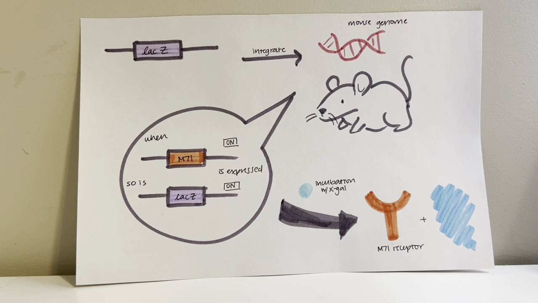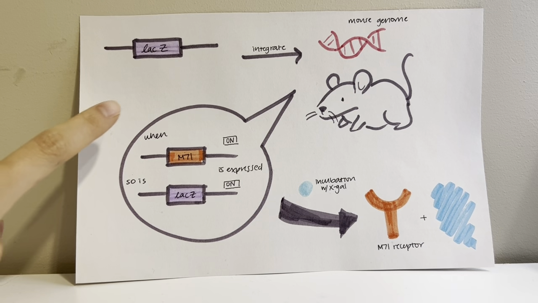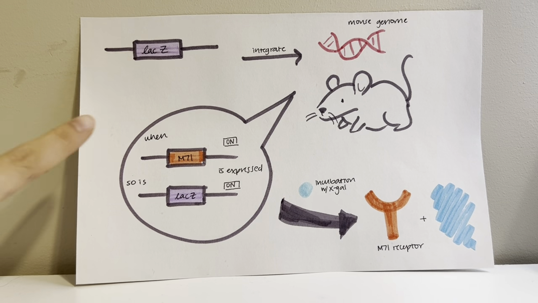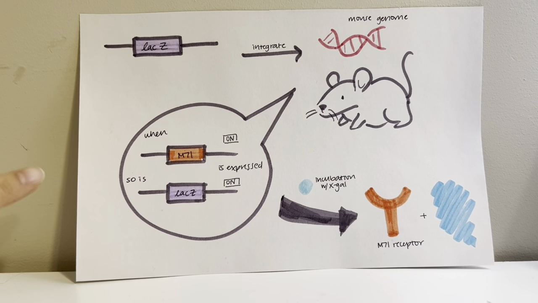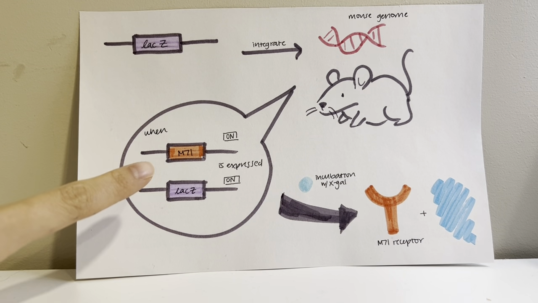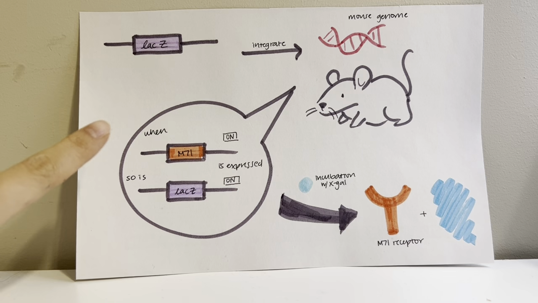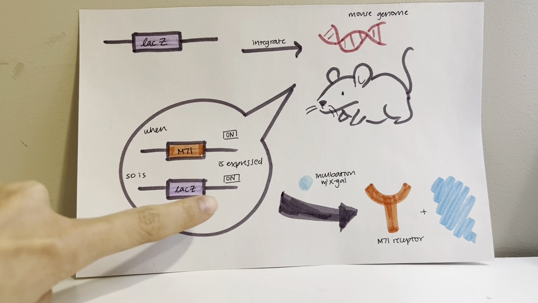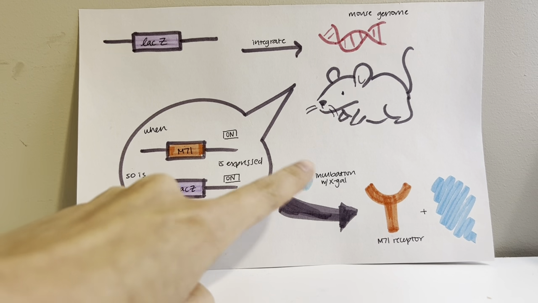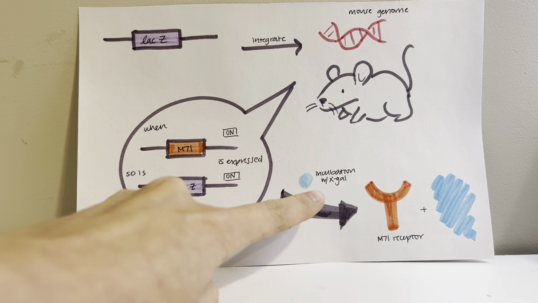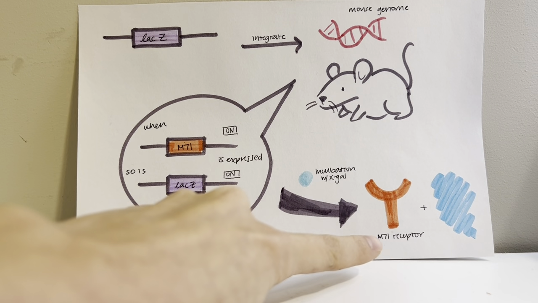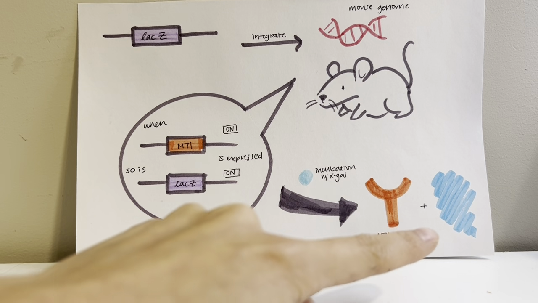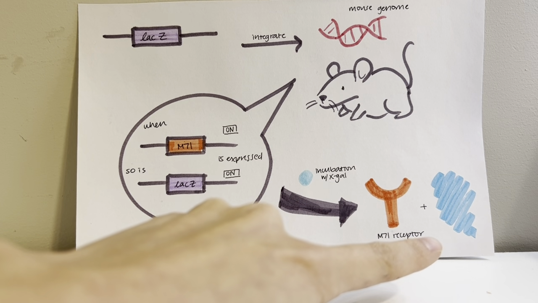So as it relates to our experiment, what we do is we take the Lac Z gene and integrate it into the mouse genome. We integrate it in such a way such that when the M71 gene is expressed, we also want the Lac Z gene to be expressed, so that when you incubate with X-gal and the M71 receptor is expressed, we also get the insoluble blue dye.